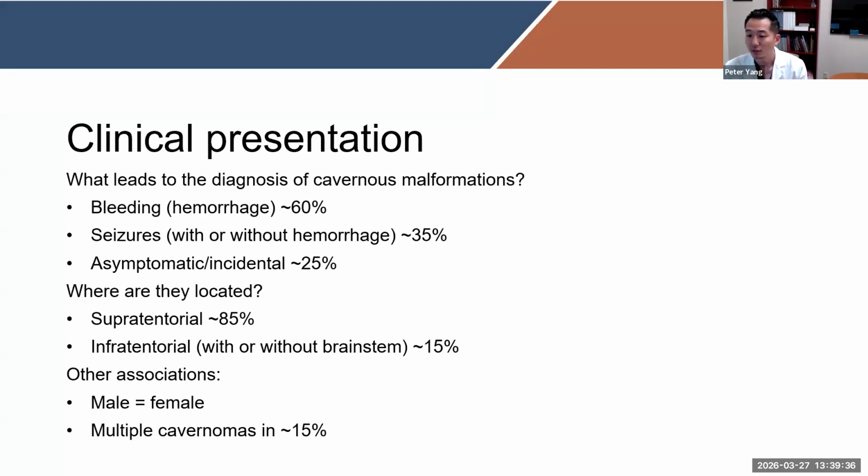In terms of location in the brain, about 85% of them are located in the supratentorial compartment of the brain, and 15% are below. Males and females are similarly affected, and multiple cavernomas can be found in about 15% of cases.